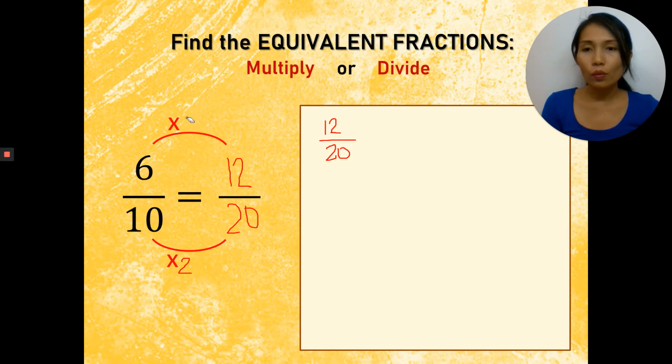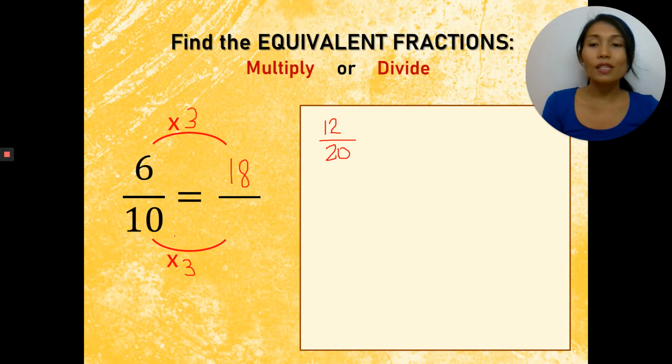Okay, let's try another one. What if we use the factor... What factor do you want to use? Factor 3. Okay, let's multiply the numerator with 3 and we multiply the denominator with 3. So 6 times 3 equals 18. Okay, now 10 times 3 equals 30. Okay, so that means 18/30 is an equivalent fraction of 6/10.